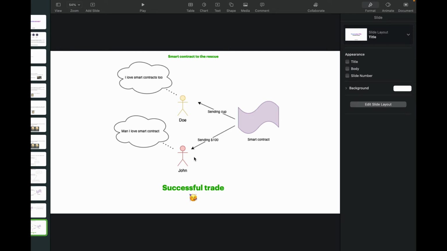If one of the parties, for example John, doesn't send the cup to the smart contract, but Doe sends $100, the smart contract takes the $100 from Doe and checks if John sent the cup. If John did not send the cup, the smart contract gives the money back to Doe, and Doe will not be at a loss. That is how smart contracts are saving the world from trust issues in trading.